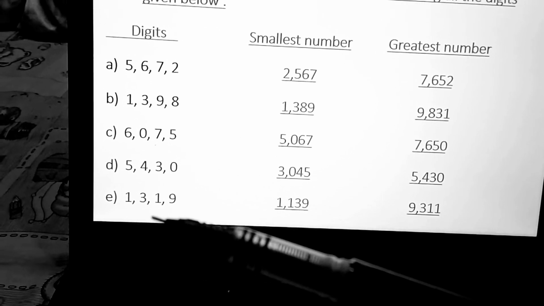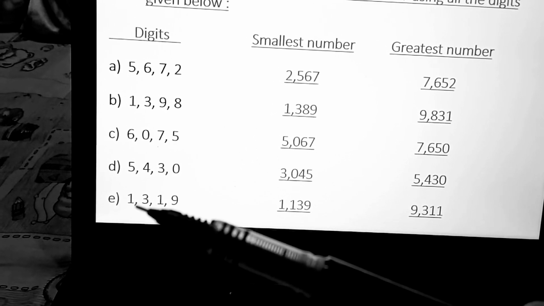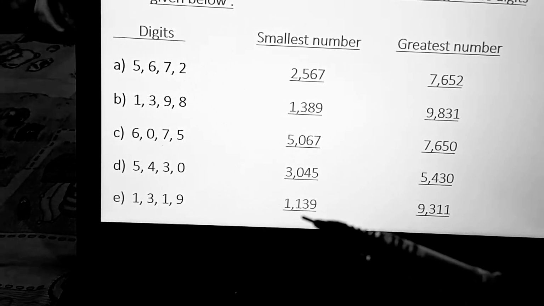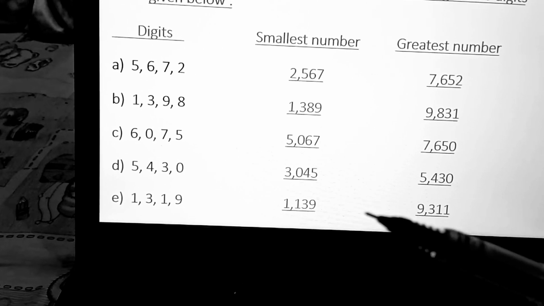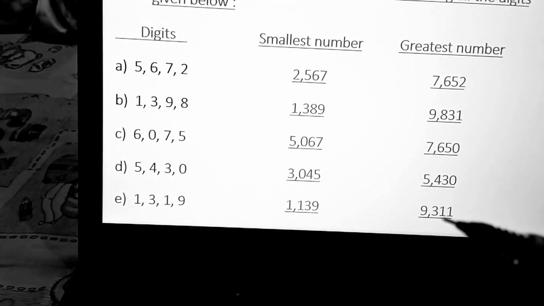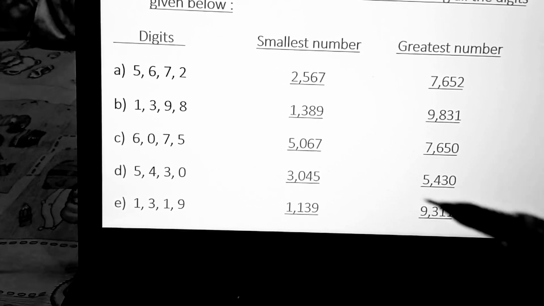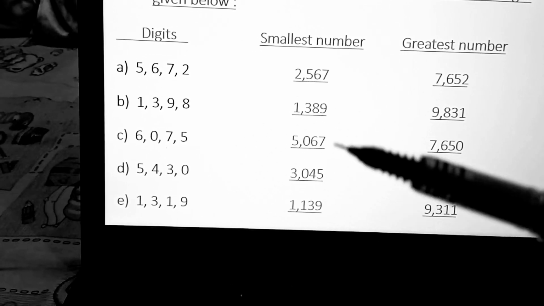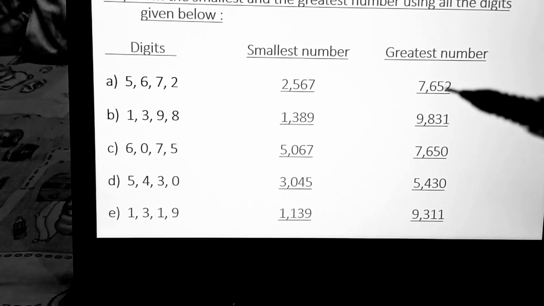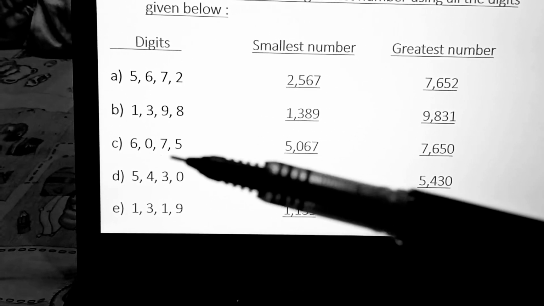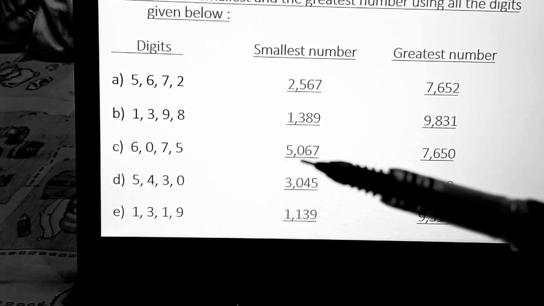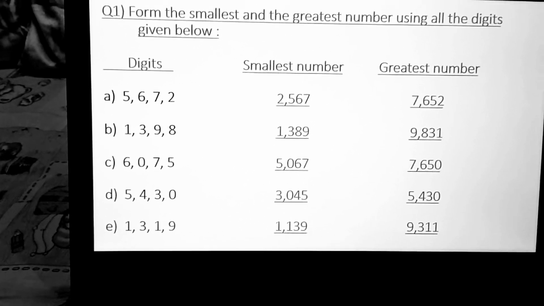Last question, children. Digits are 1319. So which is the smallest? 1, again 1, then 3, then 9. So 1139. Now which is the greatest number, children? 9311. Okay. It's very simple. When we are forming the smallest number, we arrange in ascending order, and when we form the greatest number, we arrange in descending order. Only when we have digit 0, you will not start from 0. 0 will be at the second position. Okay. I hope it will be clear.